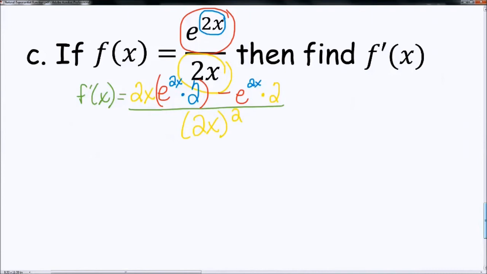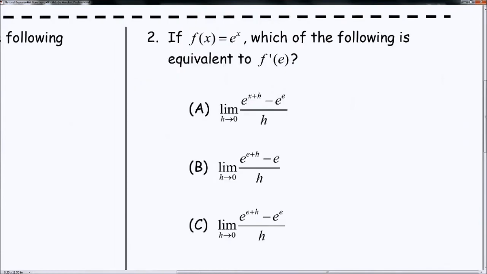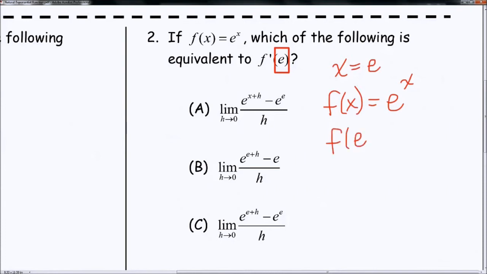Number 2, if f of x is equal to e to the x, which of the following is equivalent to f prime of e? I hope you notice that I am plugging e into x, so x is equal to e. I just want to identify which definition of derivative shows that I'm plugging e in for x. My function is f of x equals e to the x, so if I'm plugging e into x, f of e is equal to e to the e. Which of these shows that type of representation?